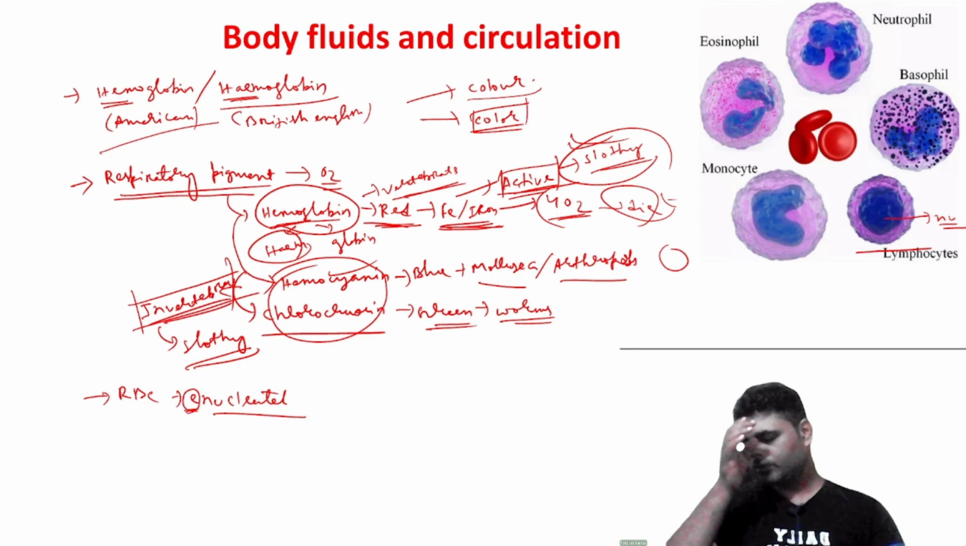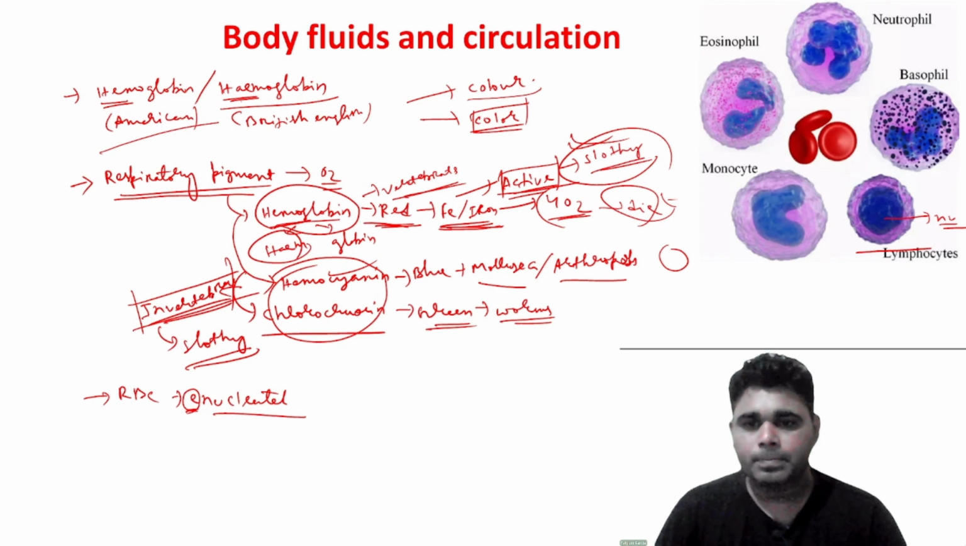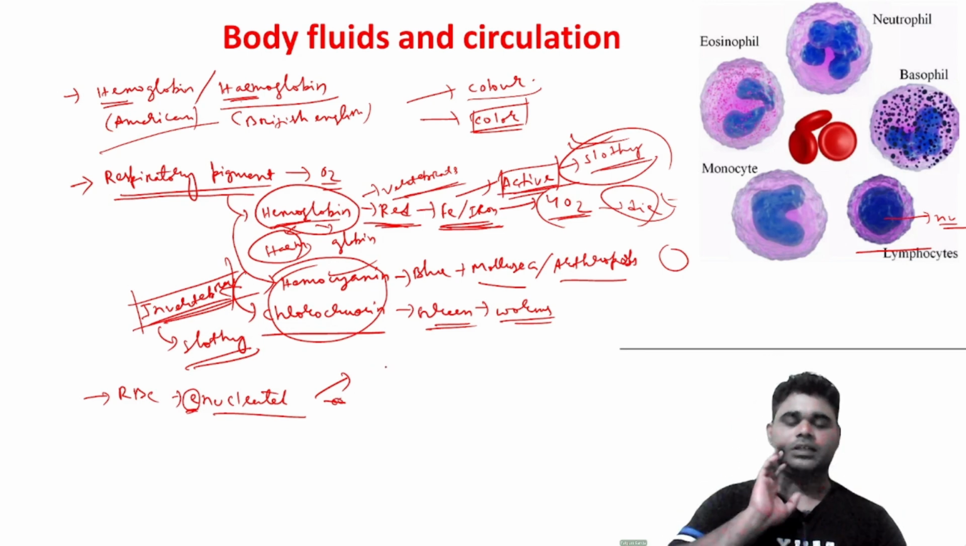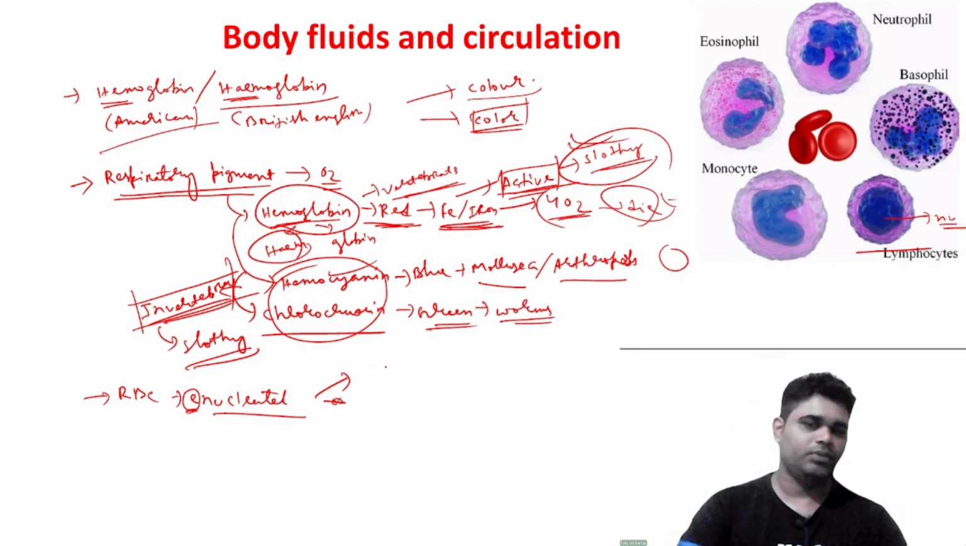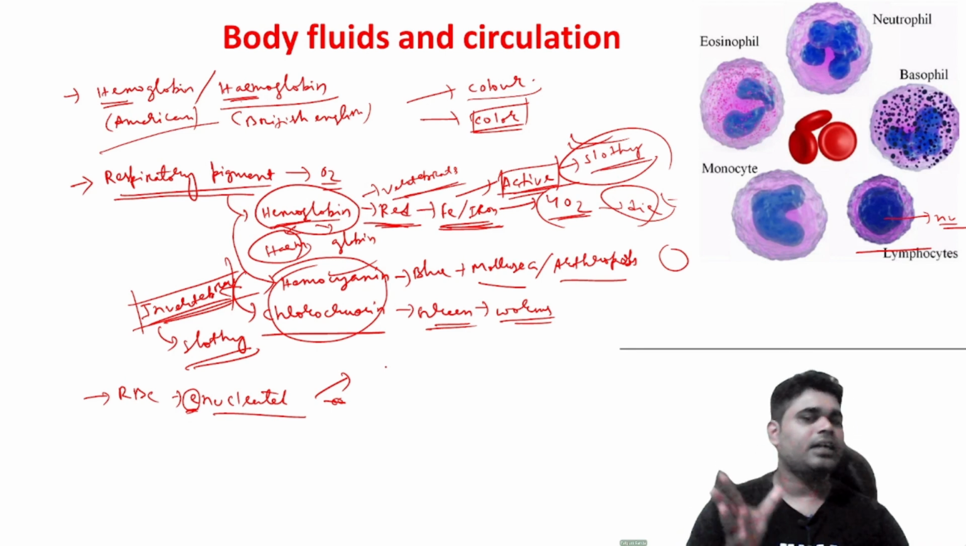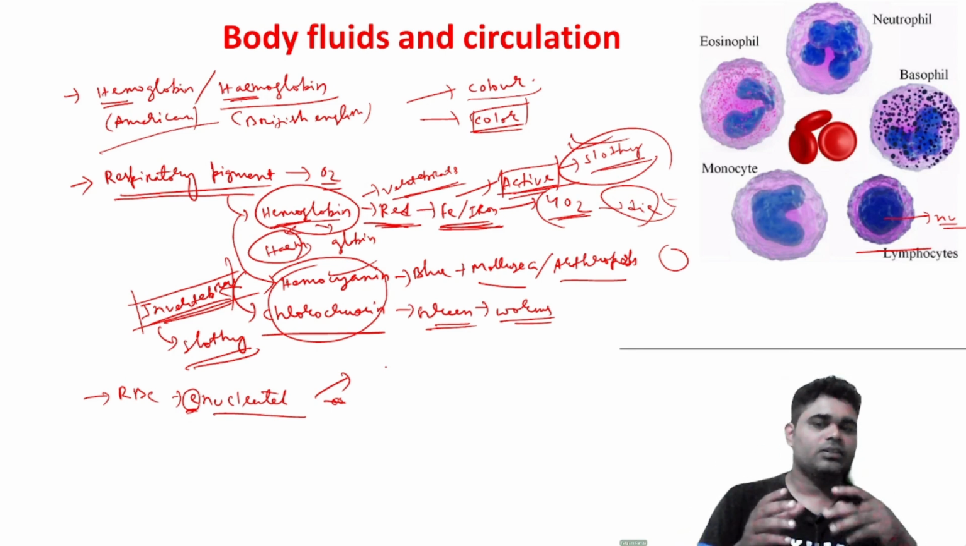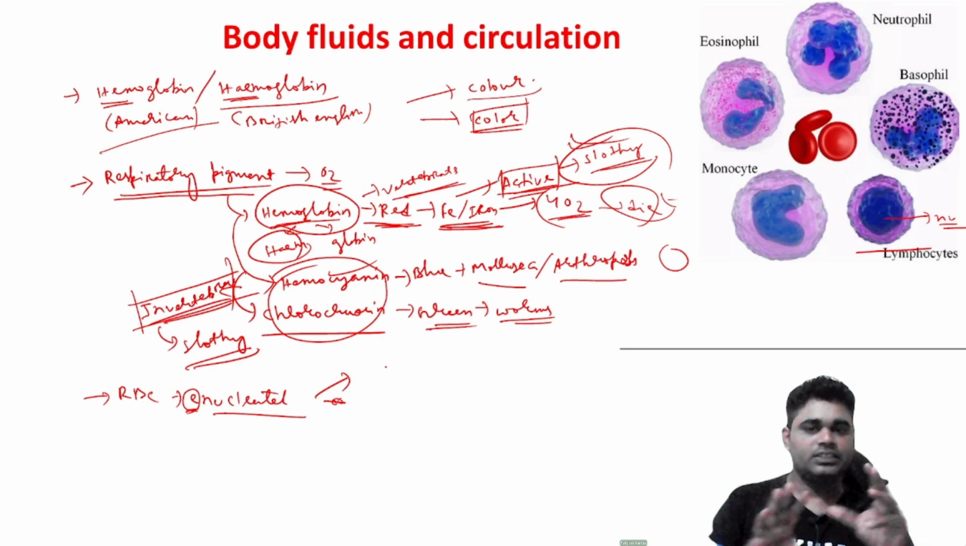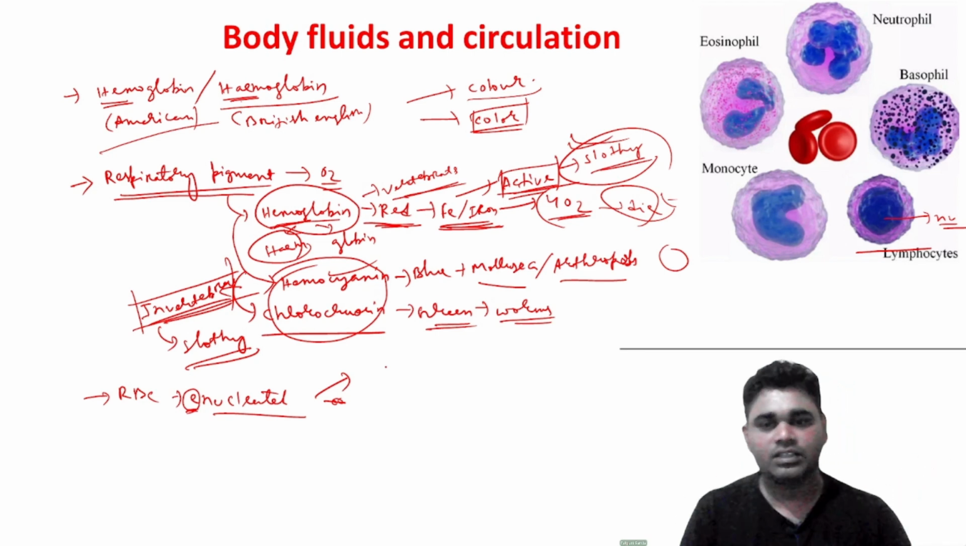Okay. So, in mammals, there are two animals in which the RBC is nucleated. These are very exceptional and they are asked in the NEET exam. One is the camel, and another is the llama.